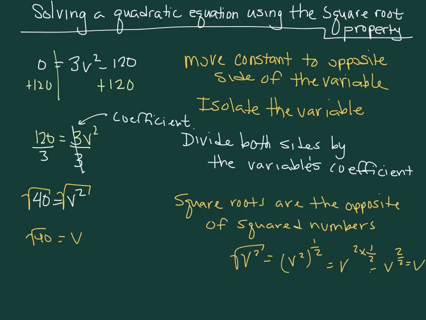Now, the square root of 40 is not exact, so what we need to do is find out what the decimal version of that is, and the only way to really do that is going to be to have a calculator on hand. So give me a minute here.